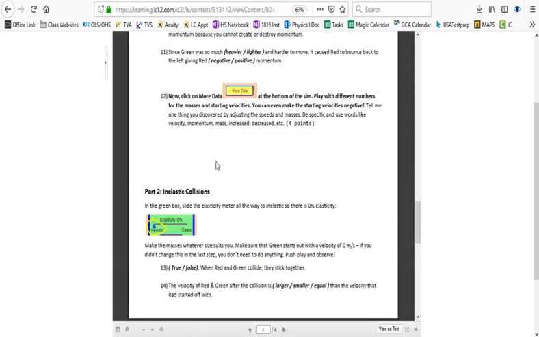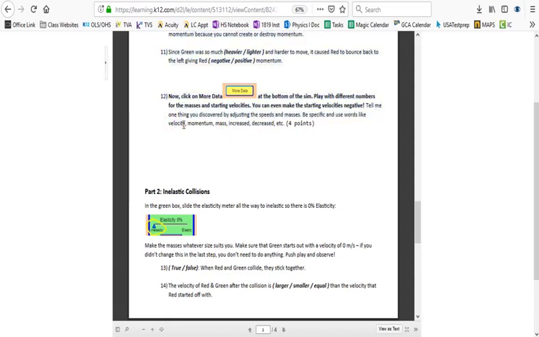Number 12. So it's another essay question. Number 12 might help you with the other 2. I've said them, but here they are written. Tell me one thing you discovered by adjusting the speeds and masses. Be specific and use words like velocity, momentum, mass, increase, decrease, etc. This one does not say 2 sentences, but you should be comfortable now with 2 or more sentences, especially for this one. Use the words because we kept changing them. Mass, and whether we increased it or decreased it.